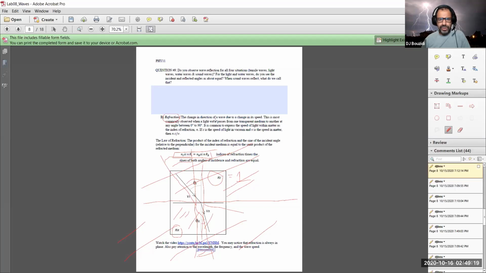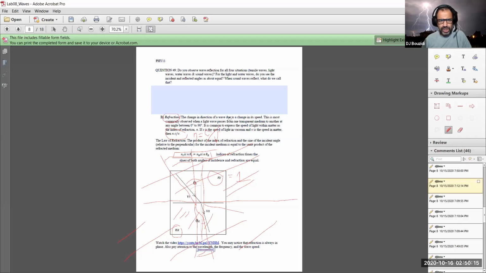Refraction is the change in the direction of a wave, commonly observed when a light wave passes from one transparent medium to another at an angle between 0 and 90 degrees. It is common to express the speed of light through the index of refraction, N. It stands for the speed of light in vacuum in comparison with that in matter. So if C is the speed of light in vacuum and V is the speed of light in matter, then N is equal to C over V. There is a problem here, I'm sorry, I need to fix this. N equals C over V. Please correct this; I wrote it earlier in the instructions. It is now added to the discussion so that everybody knows it.